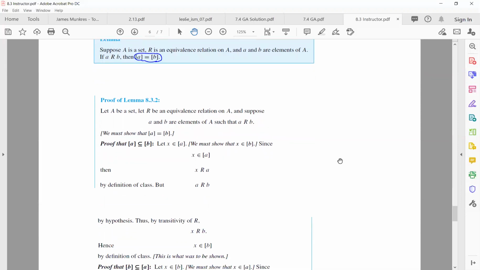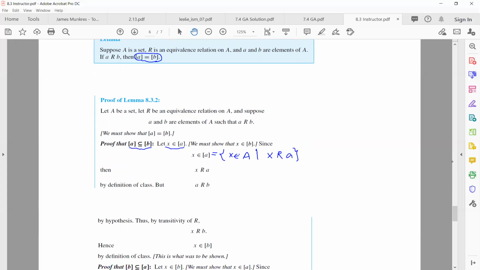First of all, let's show that the left-hand side is a subset of the right-hand side. So we take a random element in the equivalence class of a on the left-hand side, and we show that that element eventually lands in the set of elements that are in relation with b. So x belongs to the equivalence class of a. Remember the definition. It's the collection of all elements like x such that x is in relation with a.